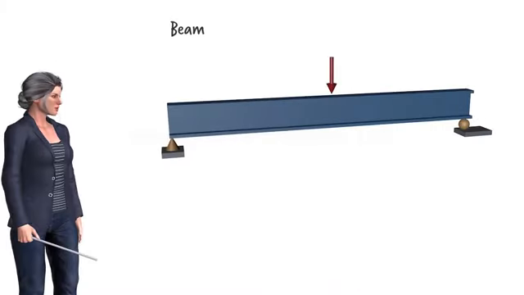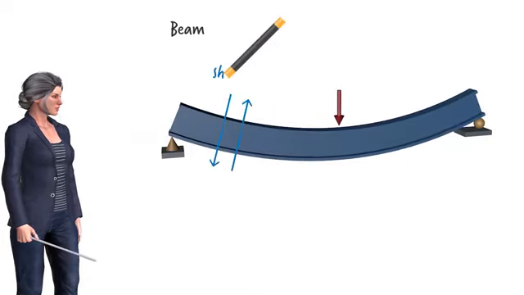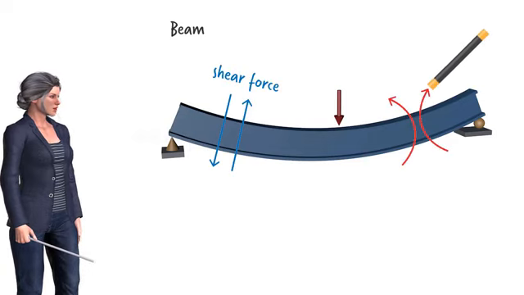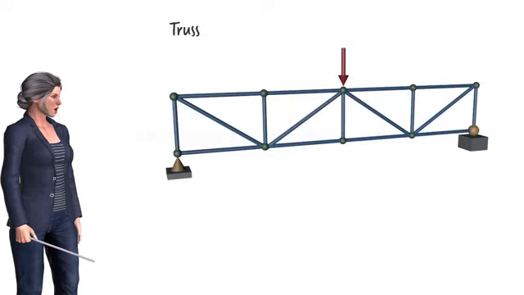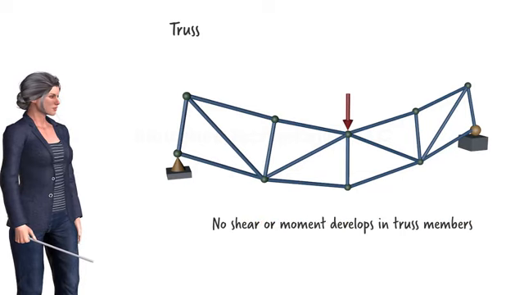For instance, a beam when subjected to a load bends like this, resulting in the development of two internal forces, a shear force and a bending moment. A truss, however, responds differently to such a load. Its members displace and their lengths change, but they don't bend the way a beam bends. Therefore, in theory, no shear force or bending moment develops in a truss member. The member carries an axial force only.